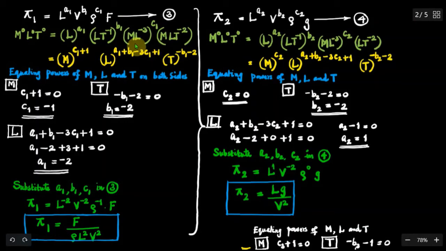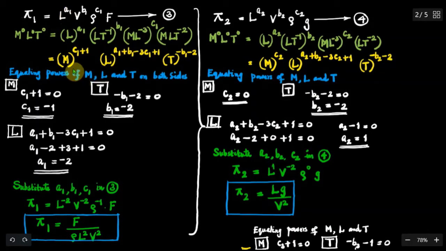Then for density, ML raised to minus 3 whole raised to C1, and then for force, MLT raised to minus 2. Remember, we have to find the indices A1, B1, C1 in order to get the pi term. Now what we can do is separate the indices of M, L and T in order to equate the powers of M, L, T on both sides to obtain the numerical indices A1, B1 and C1.